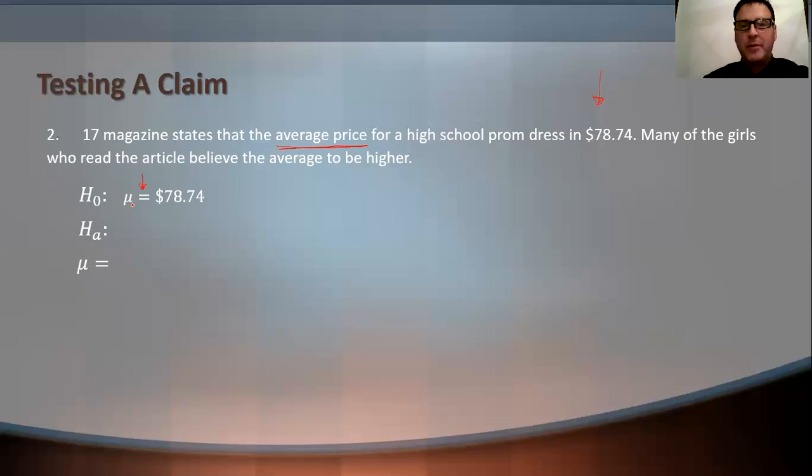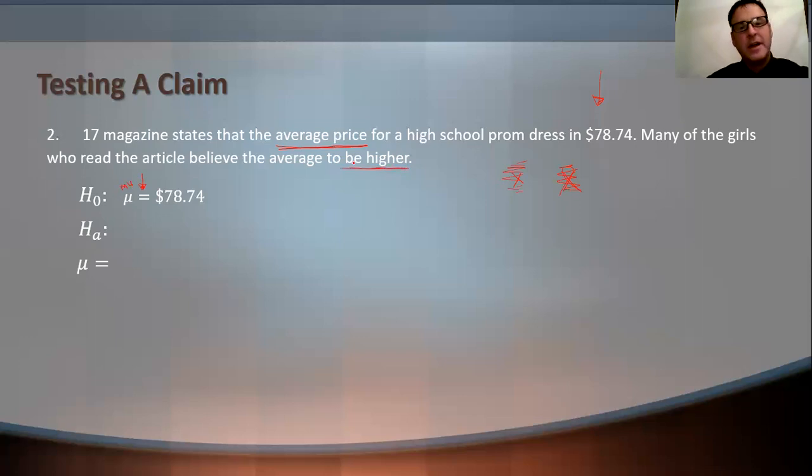Again, I'm using a population parameter mu. I am not using the symbol X bar in any case here. So no X bars. I'm going to scratch that out. It's hard to draw an X, like you're going to X out over an X, if that makes sense. That's why I just scratch that out. So don't put an X bar in this position. Always have a mu when we're dealing with averages. However, in this case, it says many of the girls who read the article believe the average to be higher.